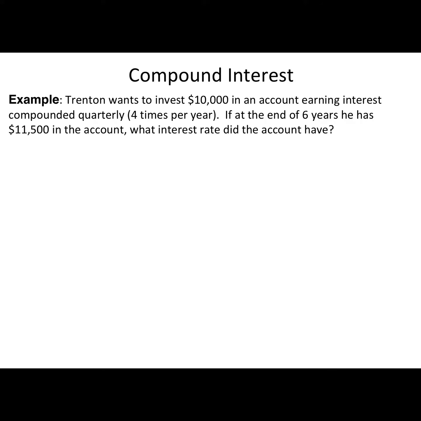Let's look at another example. Trenton wants to invest $10,000 in an account earning interest compounded quarterly. That's 4 times a year. If at the end of 6 years he has $11,500 in the account, what interest rate did the account have? Now these, I think, are some of the more challenging questions in compound interest. Here we need to solve for R, right? We don't know the rate. And remember, R was in those parentheses, which had an exponent outside. So we have to be able to get rid of that exponent. So let's start by identifying what we know.